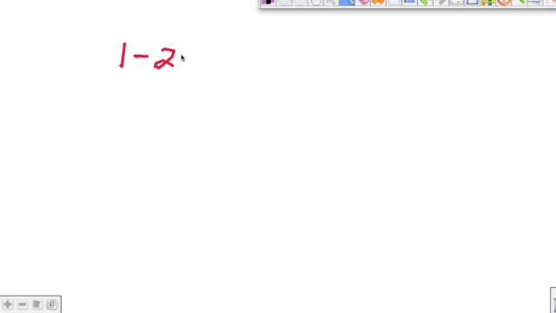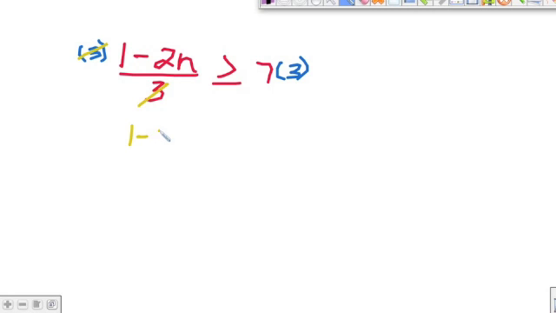1 minus 2n over 3 greater than or equal to 7. All right, now I'm going to multiply by this 3, but if you notice, I'm originally dividing by that 3, and it's positive, which means I do not need to flip the inequality sign around. So my 3's cancel here, not touching the numerator. It just falls straight down. And because, again, this was a positive, my inequality is going to stay. And 7 times 3 is 21.